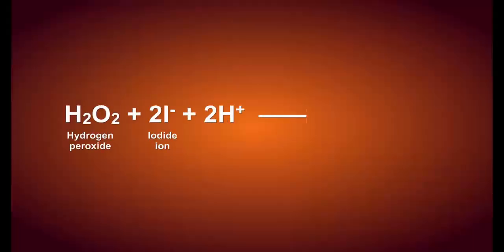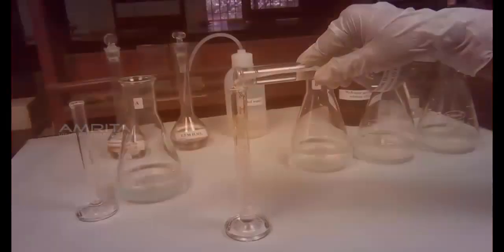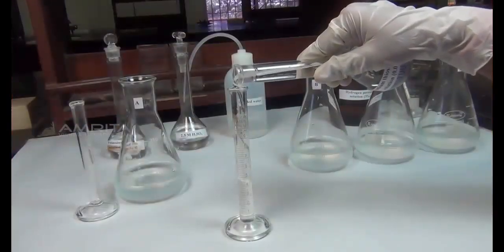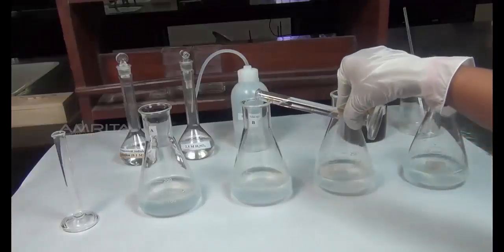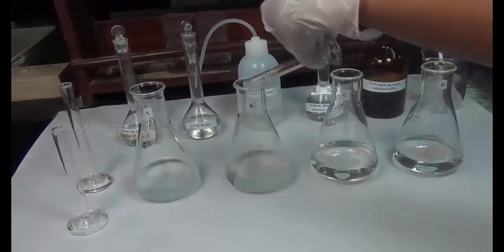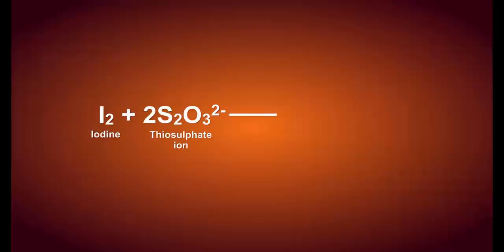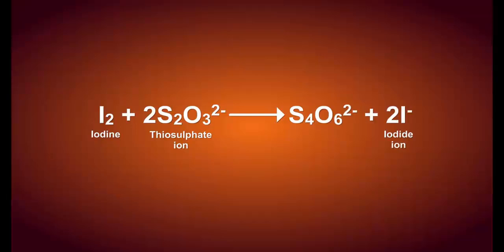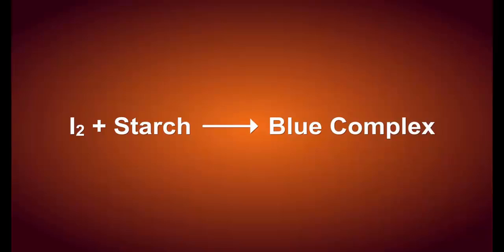Hydrogen peroxide is an oxidizing agent that oxidizes iodide ions to iodine in an acidic medium. The reaction is monitored by adding a known volume of sodium thiosulfate solution and starch solution to the reaction mixture. The liberated iodine reacts with sodium thiosulfate and reduces to iodide ions. When thiosulfate ions are completely consumed, the liberated iodine reacts with starch solution and gives a blue color.